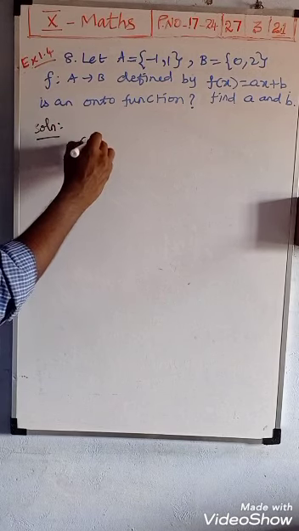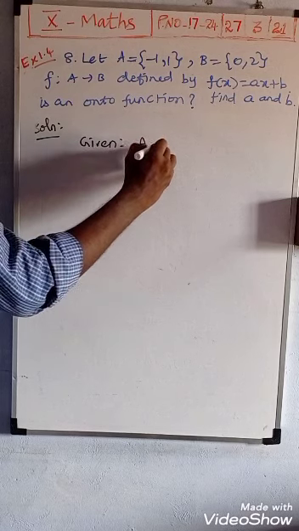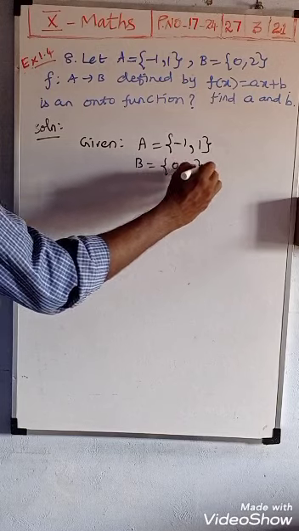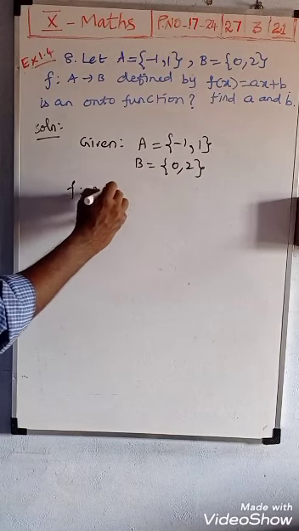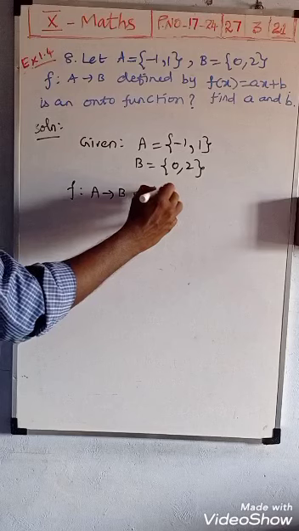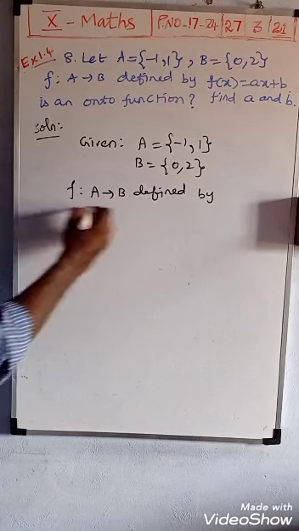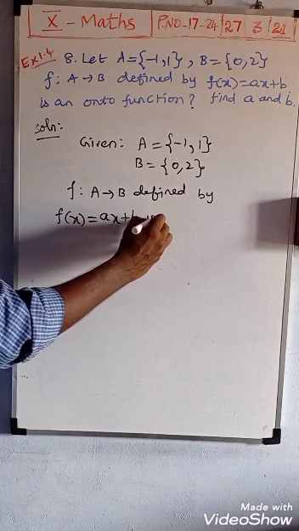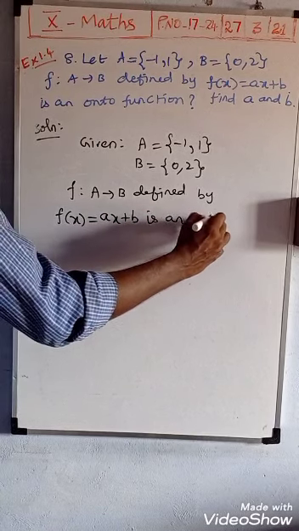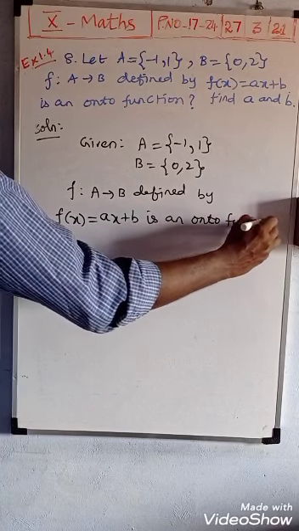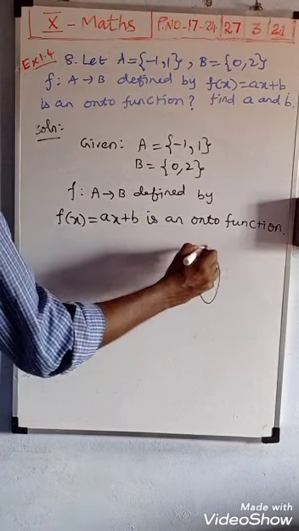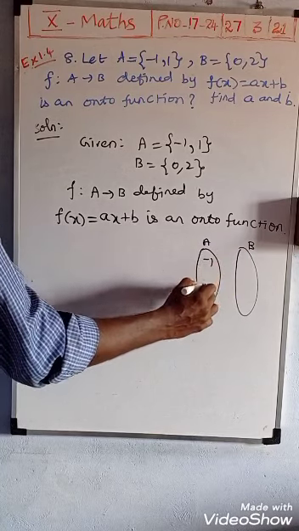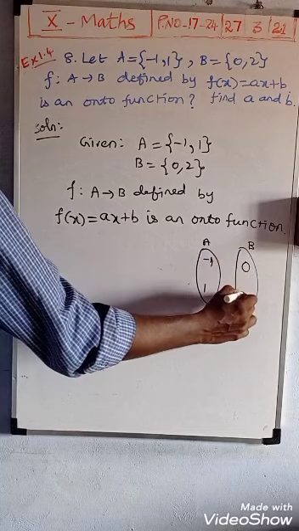First, write the given sets. Given A set is {-1, 1} and B set is {0, 2}. Then the function f: A → B is defined by f(x) = ax + b, which is an onto function. Onto function means, you see, here the A set and here the B set. Here the A values are -1 and 1, and the B values are 0 and 2.